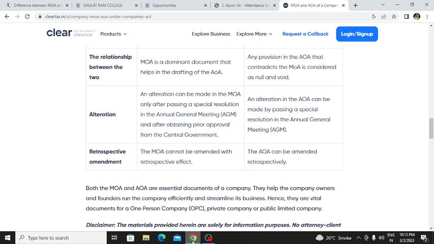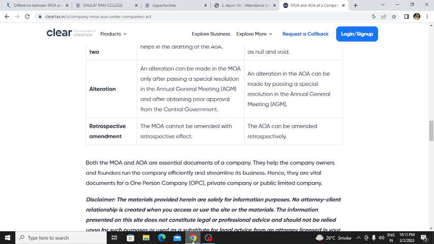Basically, everything under the MOA is fulfilled through the AOA. Anything that contradicts the MOA is considered null and void.